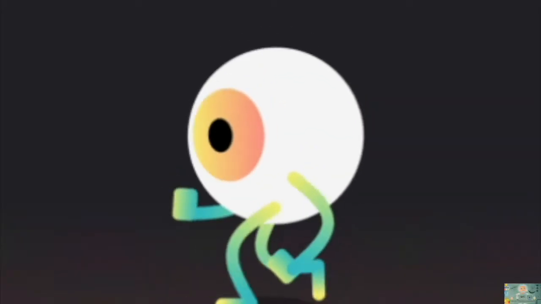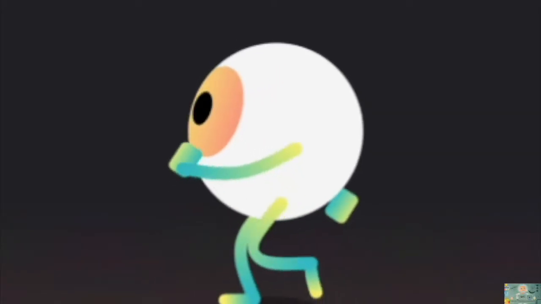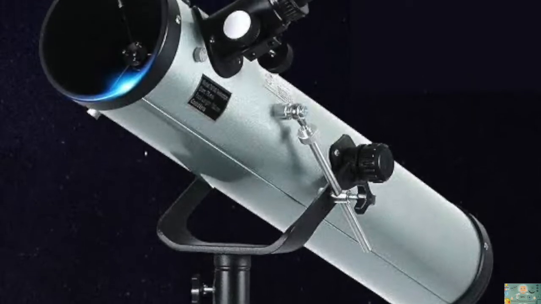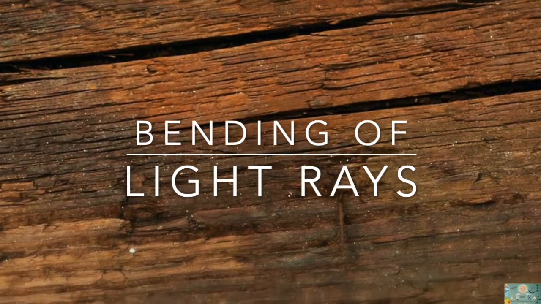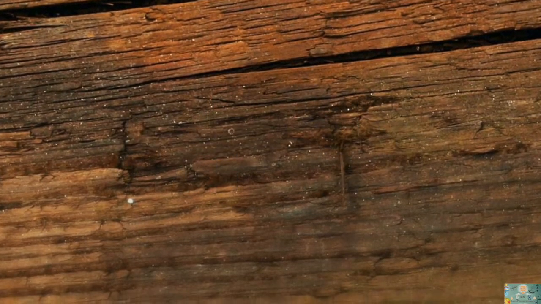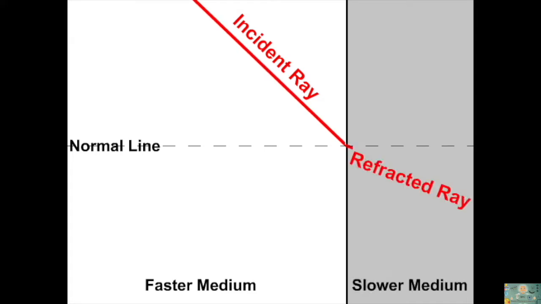Reflection is used to see the objects around us. Reflection is used in reflecting type of telescopes. And next, refraction. Refraction means, simply, the bending of light. It is the bending of light rays as they pass from one transparent medium to another transparent medium.